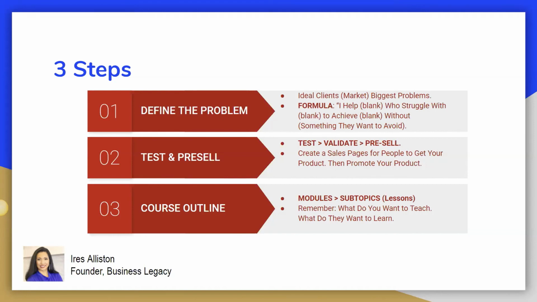Number 3 is about creating your outline. This is about creating your modules and subtopics, which is basically your lessons. So your modules, you can have up to 6 modules or even 12 modules. And for those who are just starting out, I recommend to only do perhaps maybe 6 to 8 for now. And then have at least 1 to 5 lessons in each module. That's it.